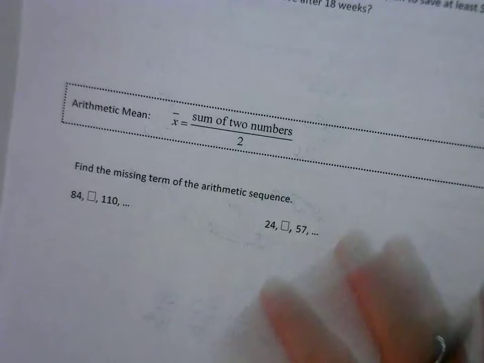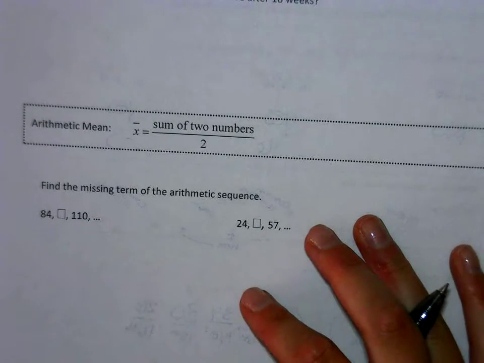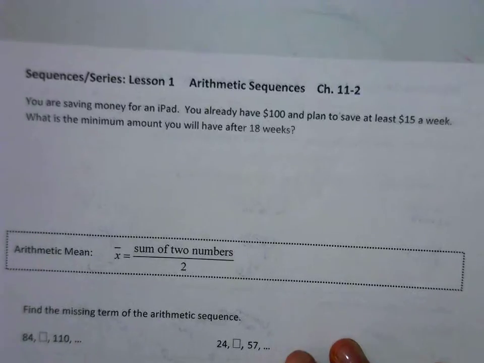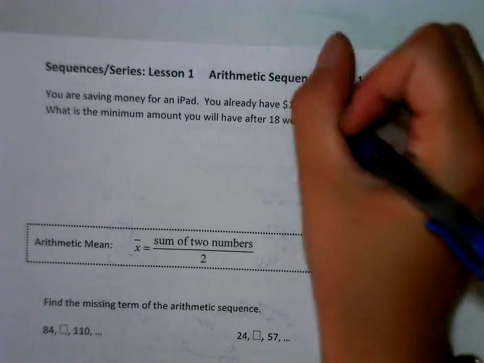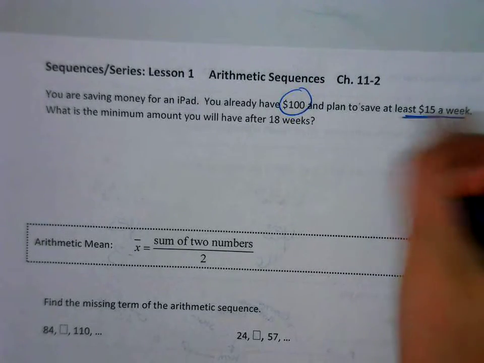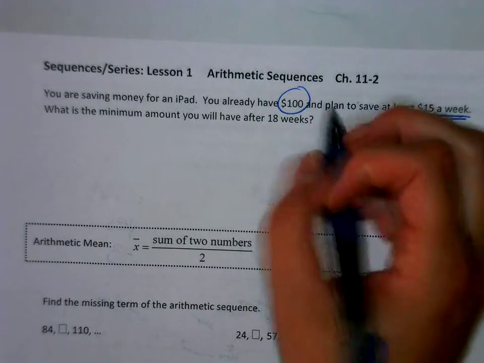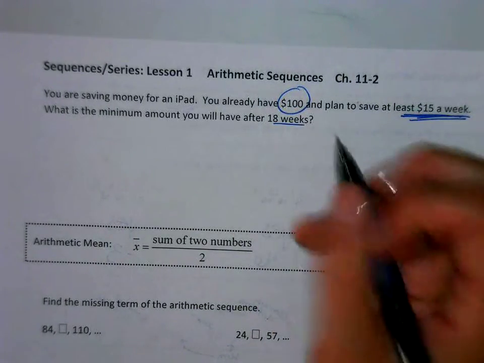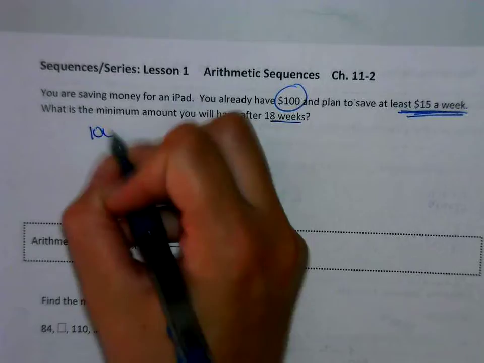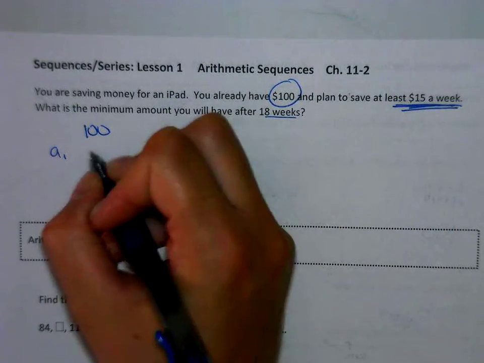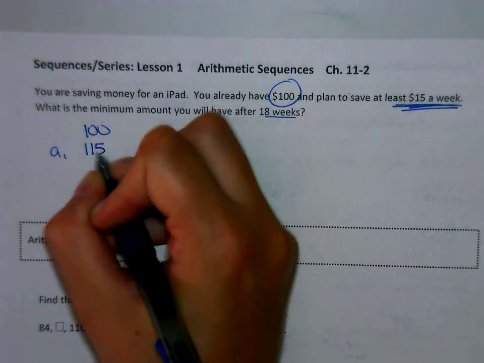Let's flip over to the back side. You are saving money for an iPad. You already have $100. And we plan to save at least $15 a week. We want to know how much money we'll have at minimum after 18 weeks. So we know we have $100, and after just 1 week, the first term, we have $115.